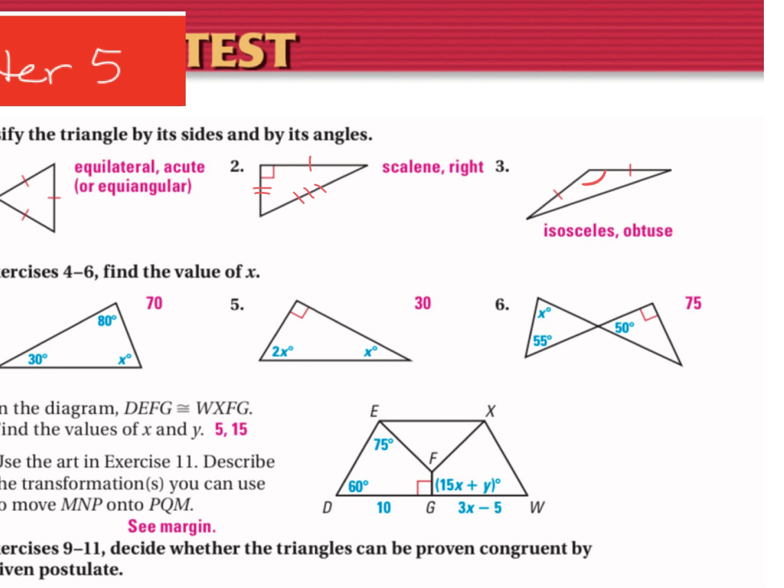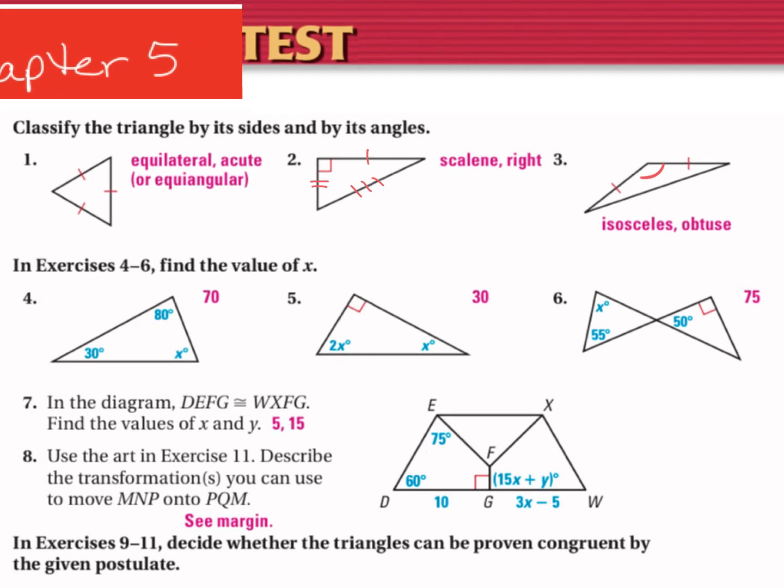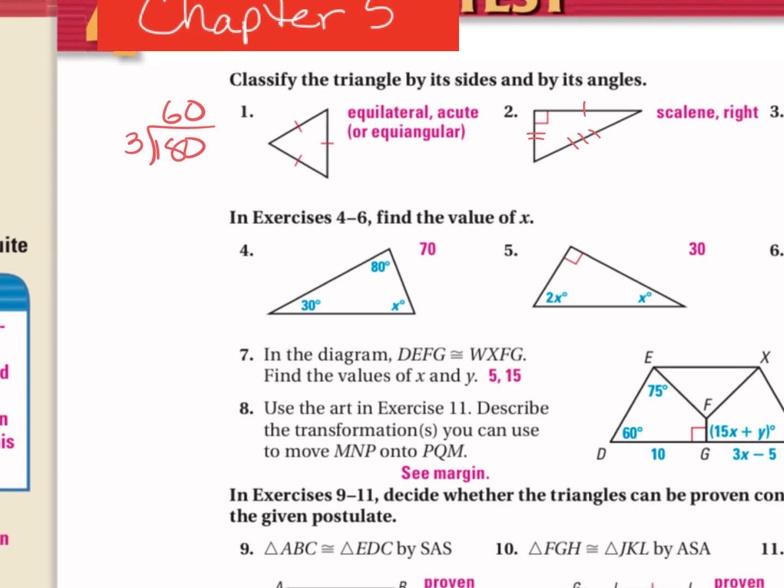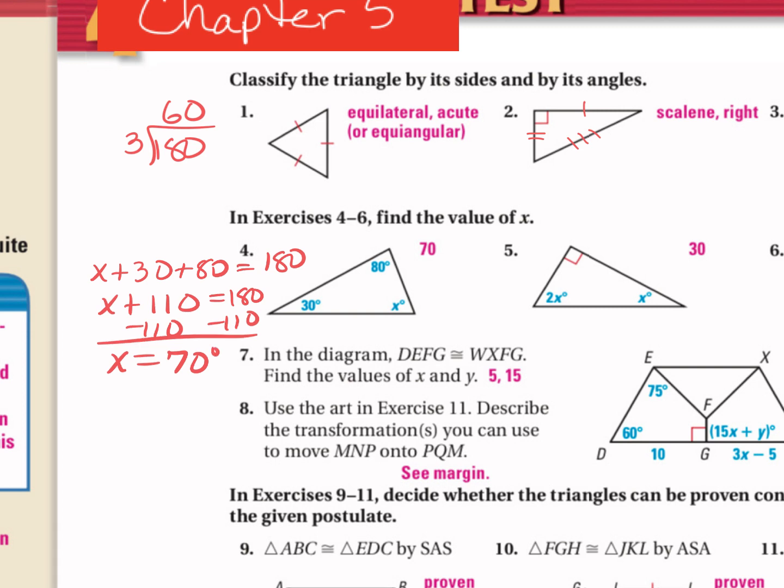For numbers 4, 5, and 6, we're going to use our triangle sum theorem, where we learn that the 3 angles of a triangle add up to be 180. So I'm going to go ahead and add the 2 angles I have, because if it asks you to write an algebraic equation, the algebraic equation would be to take the 3 angles and add them and set it equal to 180. So I'll add 30 and 80 and I get 110. Then just subtract 110 from 180 and x equals 70.